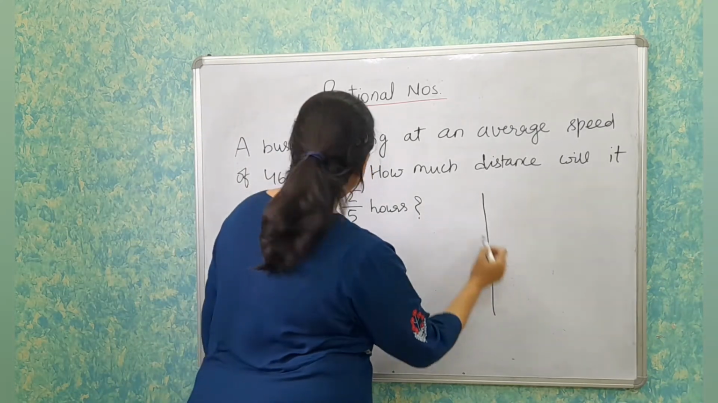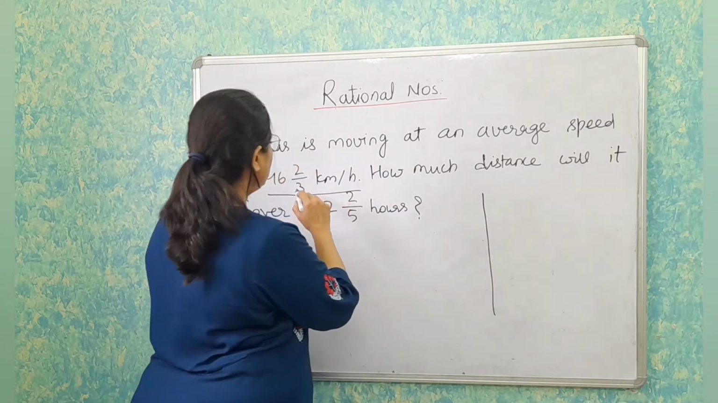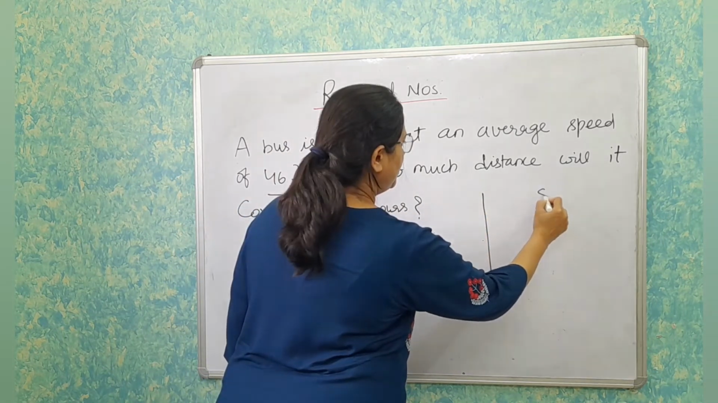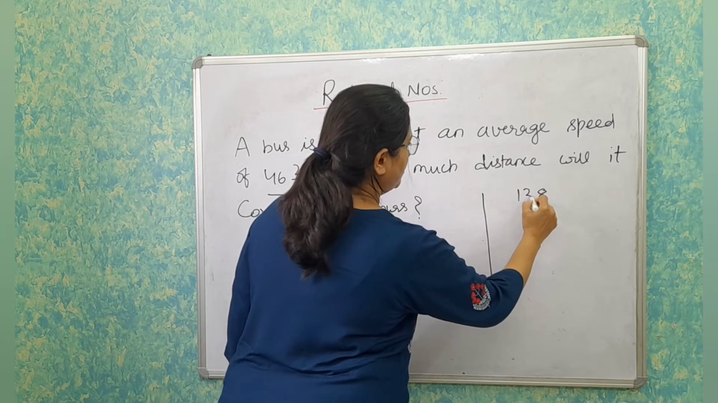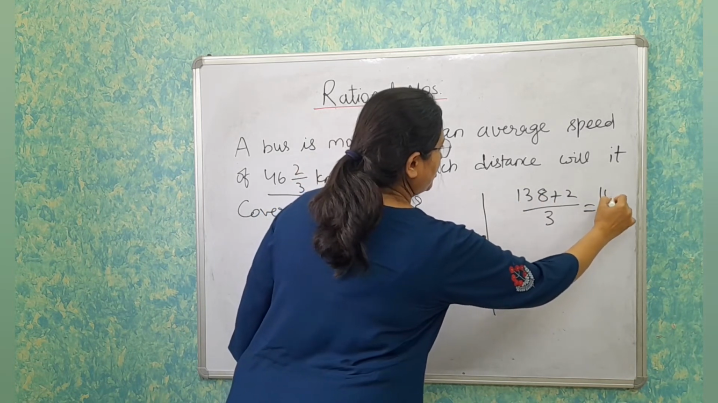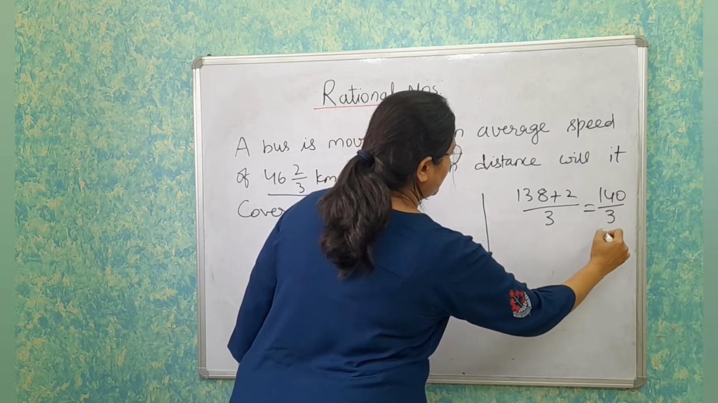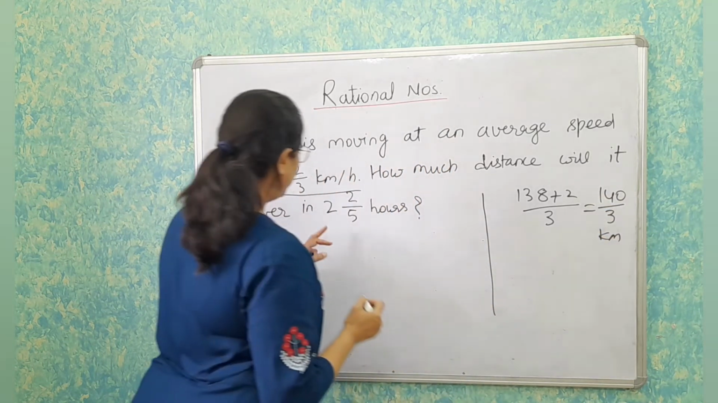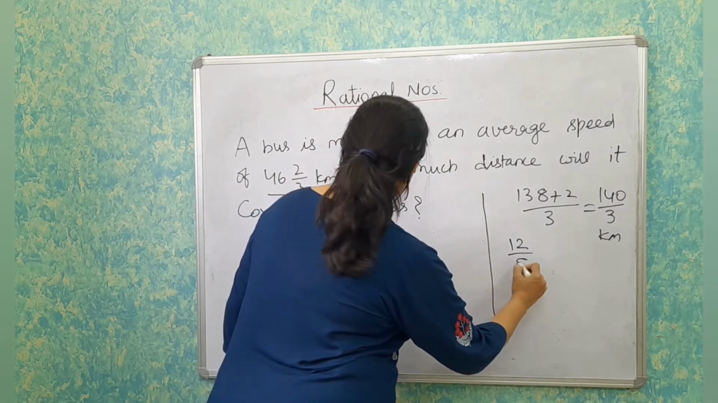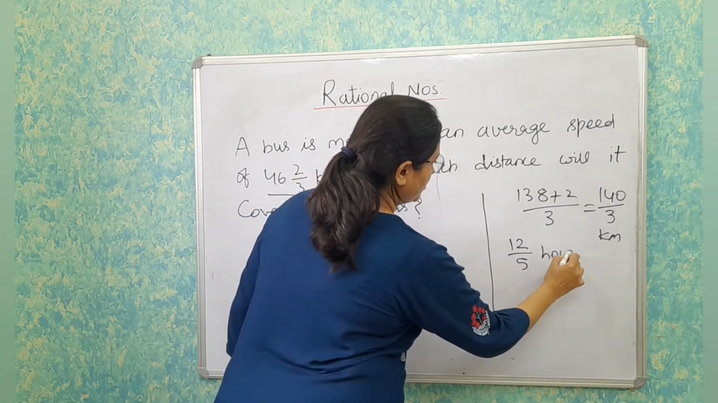I will make some rough space. This is 46 multiplied by 3. 6 3s are 18, 12 plus 1, 138 plus 2, divided by 3. So it is 140 upon 3 kilometer. And the next, 5 2s are 10 plus 2, 12. This is 12 upon 5 hours.